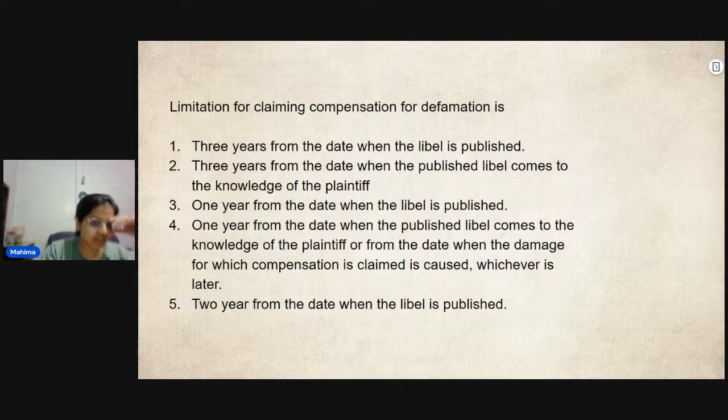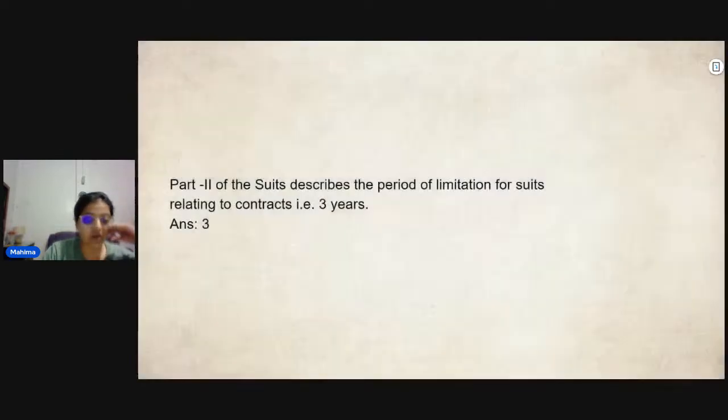Acha. Okay, the correct answer is 1 year from the date when the libel is published. So it is 1 year in the case of civil cases, civil defamation. Yes, it is 3 years. It is 3 years. Correct.